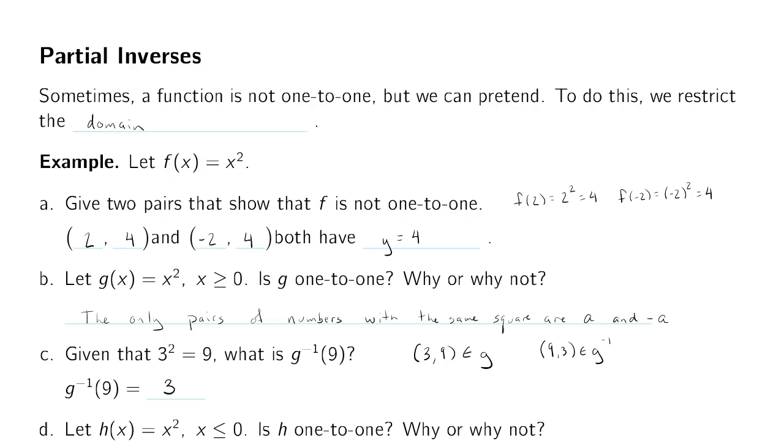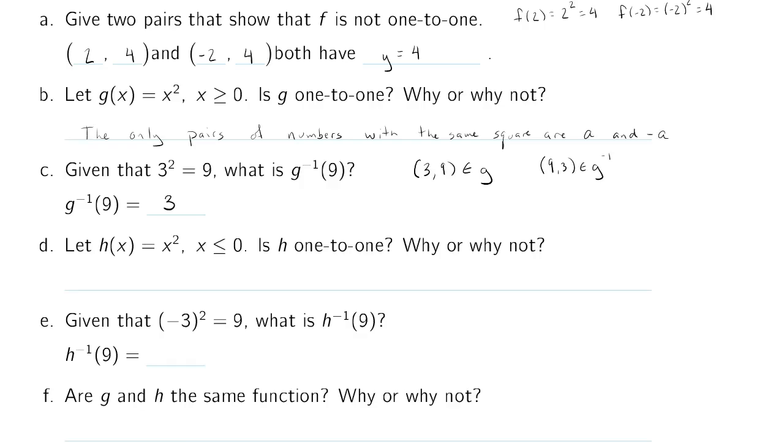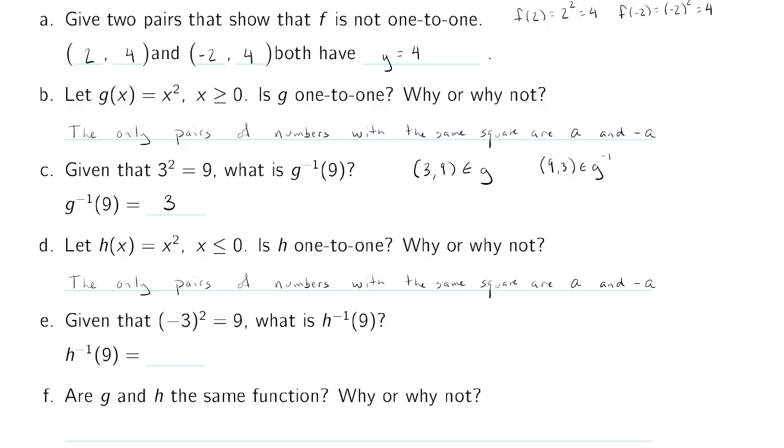Now, that's one restriction we could put on the domain of our f of x equals x squared in order to get something one-to-one. We could also restrict the domain to contain only negative numbers and 0. So if h is the function x squared with the domain restricted to negative numbers and 0, well, that's going to be one-to-one for the same reason that our function g was one-to-one. That is, again, the only pairs of numbers where if we square them we get the same thing are a number and its opposite. Only one of those is going to be negative.